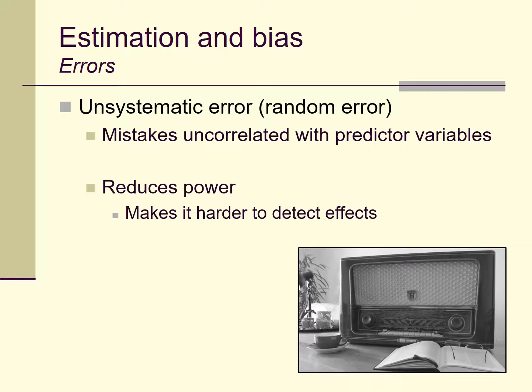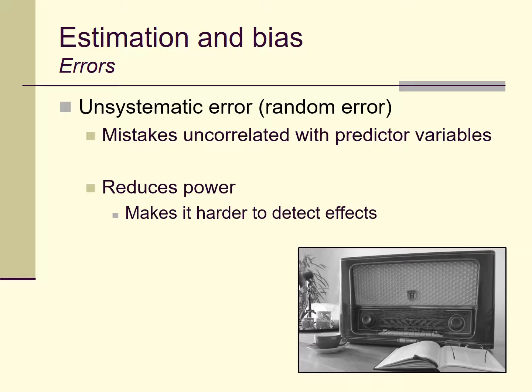Now, if we want to get more precise about it, we can remember that error comes in different types or different flavors. One type of error is unsystematic error, or what we could sometimes call random error. Unsystematic error is called unsystematic because it's errors that are uncorrelated with predictor variables, or at least uncorrelated with the predictor variables that we have in our model. And error is bad in the sense that it reduces power. It makes it difficult for us to detect effects. I talked about that quite a bit in my last lecture.